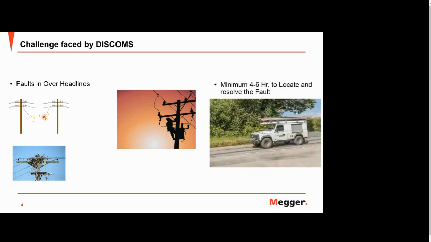Whenever such a fault happens in the network, we have a dedicated patrolling team, field engineers and technicians in the substation, who patrol from pole to pole, or go where a customer has called to say something uneven has happened in that location. Technically, the average time for the patrolling team from the substation to locate and resolve the fault is 4 to 6 hours. Of course, it can be 1 hour, depending on the location of the fault, how near or far it is. So 4 to 6 hours is the average time for that team to locate and fix the fault.